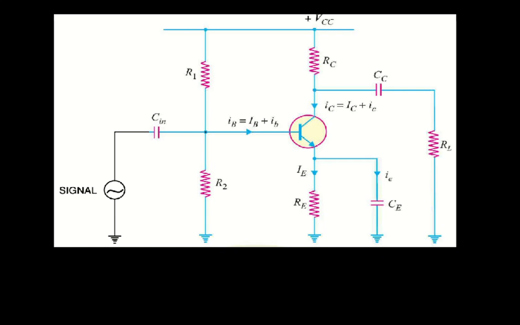In the previous classes, we had discussed the single stage transistor amplifier. Here the figure shows the common emitter single stage transistor amplifier, and here we have labeled all the currents flowing through the circuit or different paths.